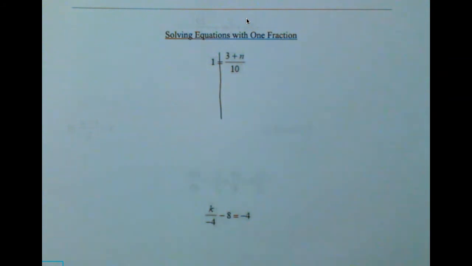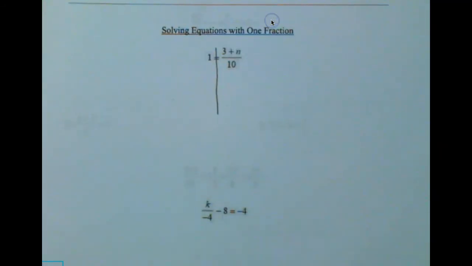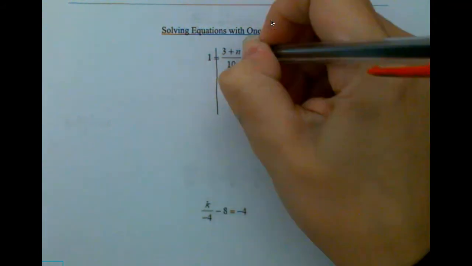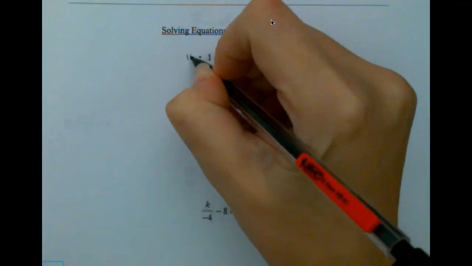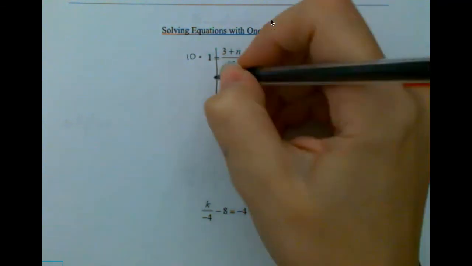And then just like we did up at the top, where I multiplied the fraction by the denominator, I'm going to do that same thing here. My denominator in this problem happens to be the number 10. So I'm going to multiply this side by 10, and I'm going to multiply this side by 10. You want to write that out: times 10 on one side, times 10 on the other side. Okay, and now we're going to simplify.